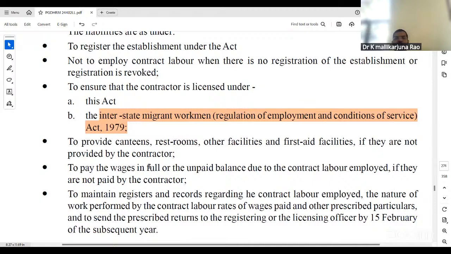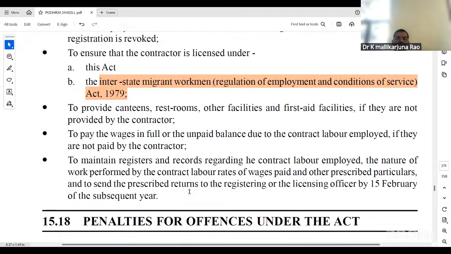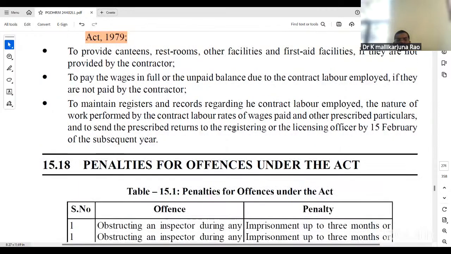To pay wages in full, or the unpaid balance due to the contract labor employed, if they are not paid by the contractor. If the contractor is unable to pay the wages, the principal employer has to pay on behalf of the contractor. To maintain registers and records of the contract labor employed, the nature of work performed by the contract laborer, rates of wages paid, and other prescribed particulars, and to send the prescribed returns. All this is mentioned.